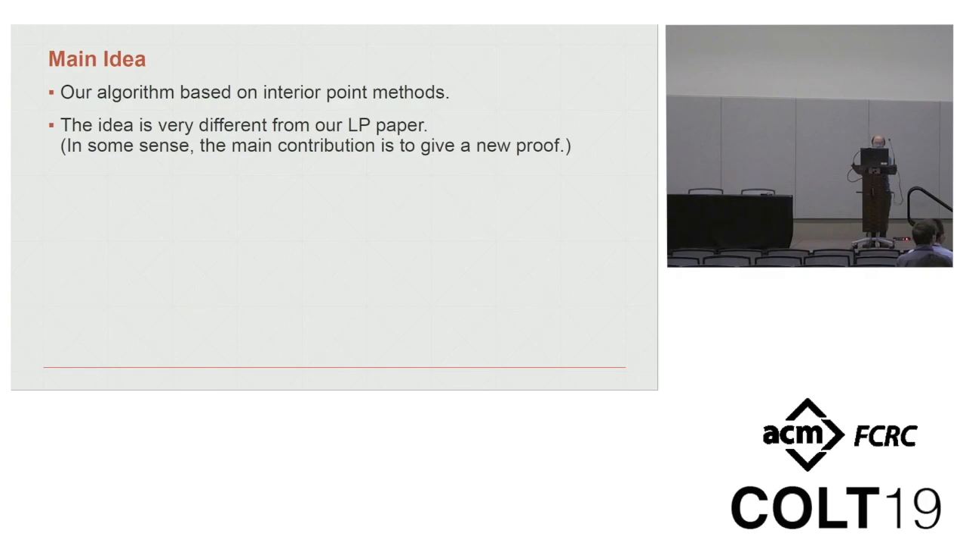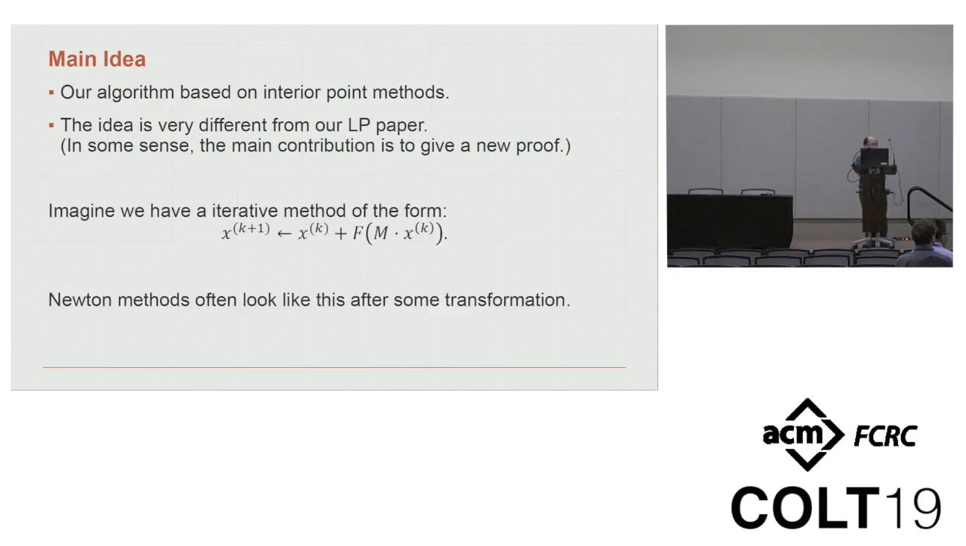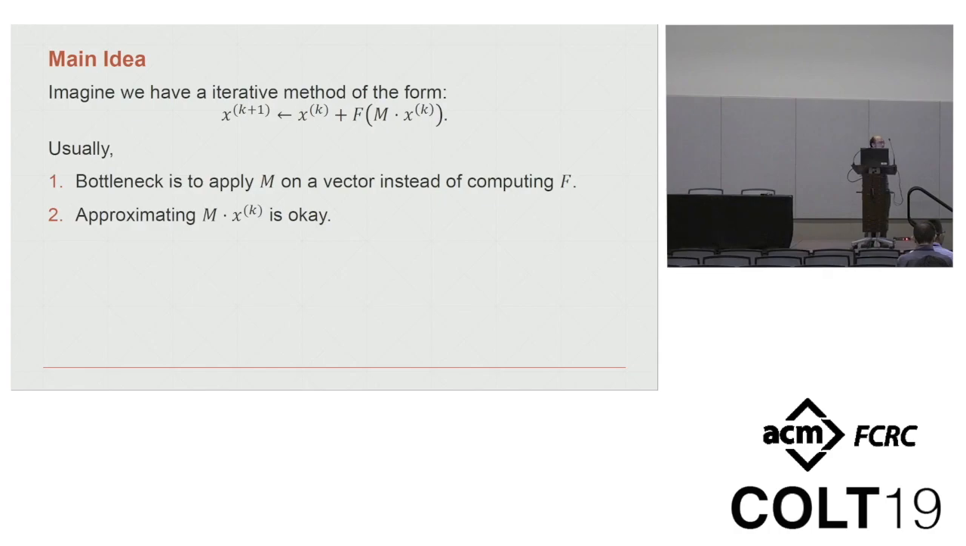Anyway, our algorithm is very simple. It's just based on the iterative method. Our main contribution is just to give a new proof. So we first give a proof of the results for LP in stock, and this is an alternative proof of the same result. You can think a lot of iterative methods are of this form. Each step you update x by some nonlinear part of some matrix times your vector. It includes Newton method if you do some transformation. And usually the bottleneck is not to apply the nonlinear part, the bottleneck is to apply the matrix to a vector. And usually, because we're doing an iterative method, we don't really care about multiplying the matrix and vector exactly. Usually, you approximate in a certain way is okay.